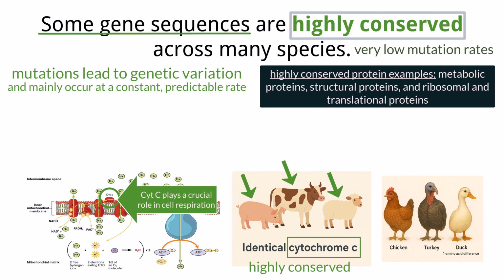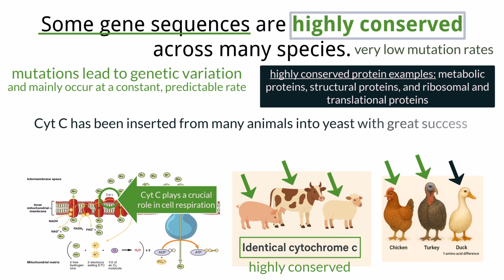Pigs, cows, and sheep have identical cytochrome C molecules, amino acid for amino acid. Similarly, the cytochrome C of chickens and turkeys is identical, and ducks only differ from chickens and turkeys by one amino acid. In fact, researchers have inserted cytochrome C genes from fish, horses, humans, and birds into the genomes of single-celled yeasts, and the yeast have successfully produced the cytochrome C protein.